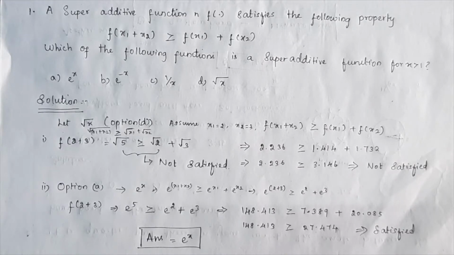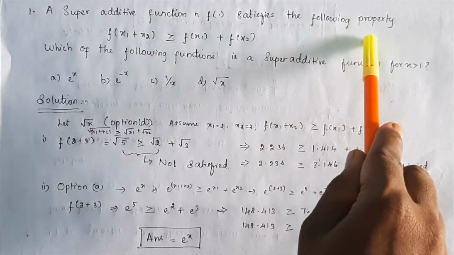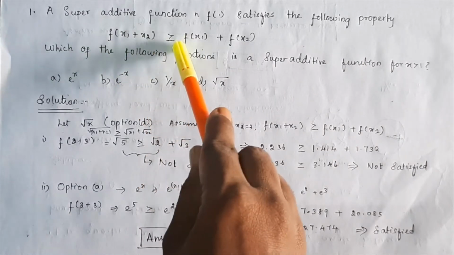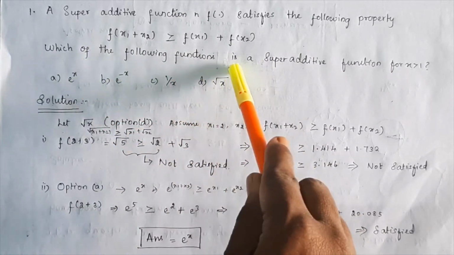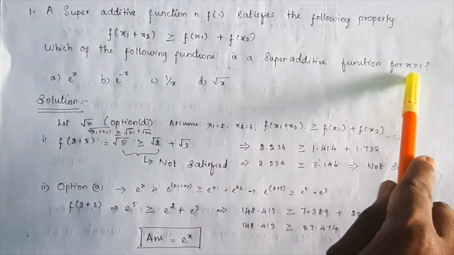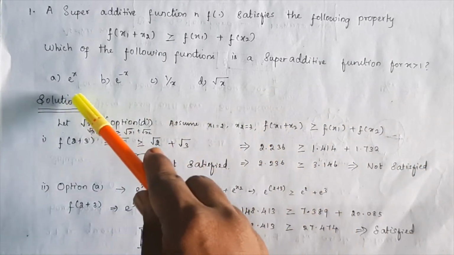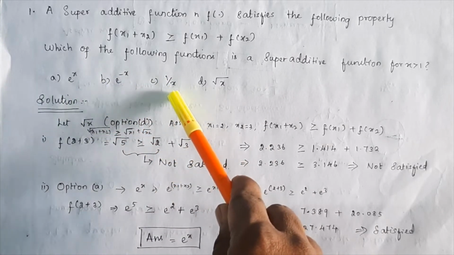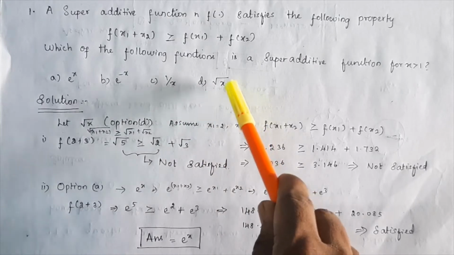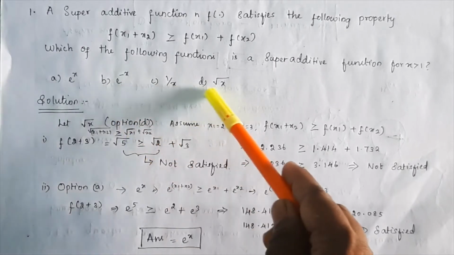First problem: a superadditive function f of dot satisfies the following property: f of x1 plus x2 is greater than or equal to f of x1 plus f of x2. Which of the following functions is a superadditive function for x greater than 1? This is the given problem. We have four options. First one is e power x, second one is e power minus x, third one is 1 by x, and fourth option is root of x.